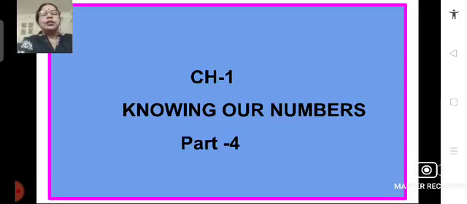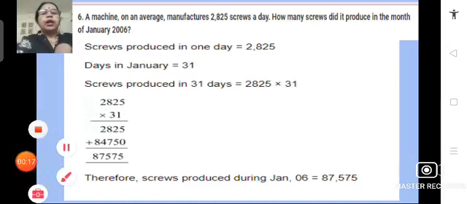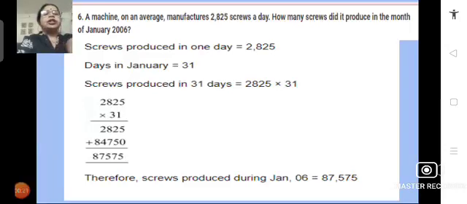In today's session, we will solve the remaining problems of exercise 1.2. Let us see what is the next problem. Problem number 6, exercise 1.2. A machine on an average manufactures 2825 screws a day. How many screws did it produce in the month of January 2006?